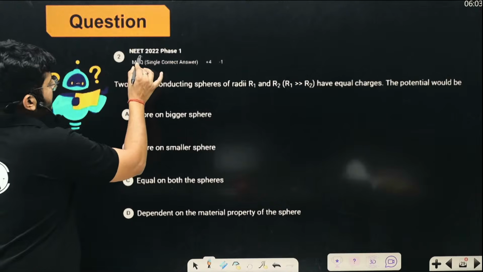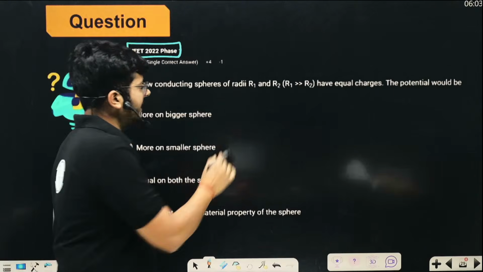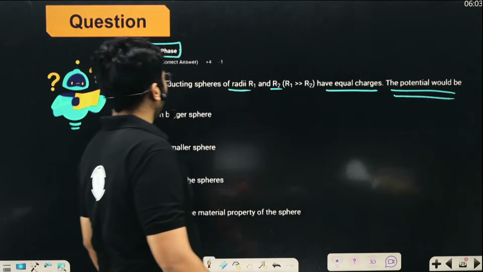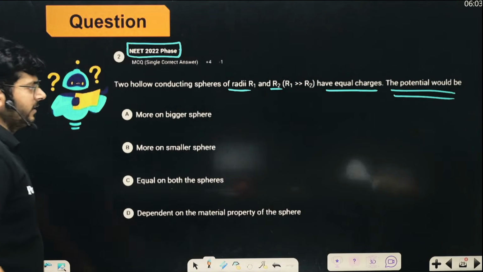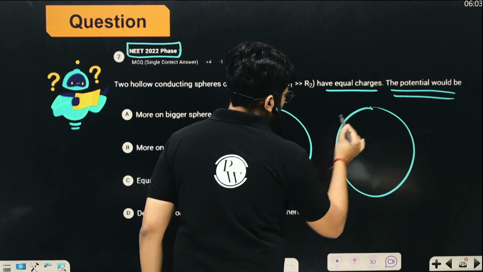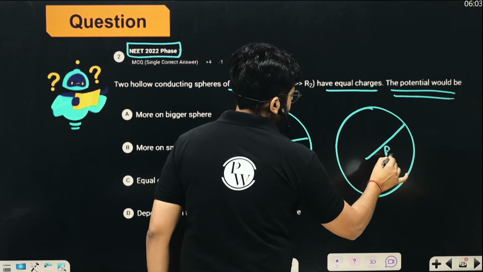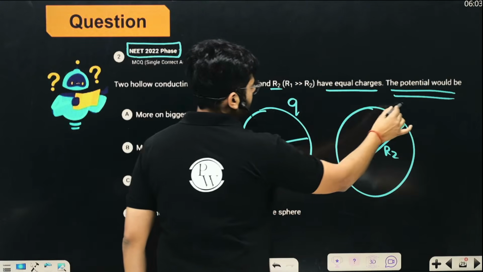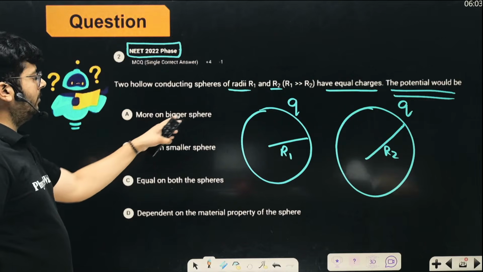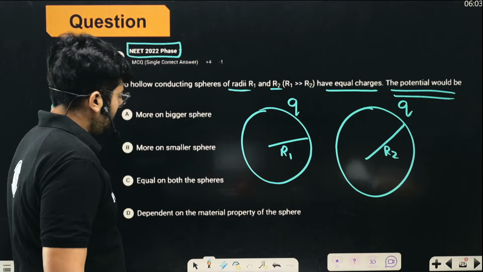This was again asked in the NEET 2022 paper. The question is: two hollow conducting spheres of radii R1 and R2 have equal charges. What will be the potential? Is it more on the bigger sphere, more on the smaller sphere, equal on both spheres, or dependent on the material property of the sphere?